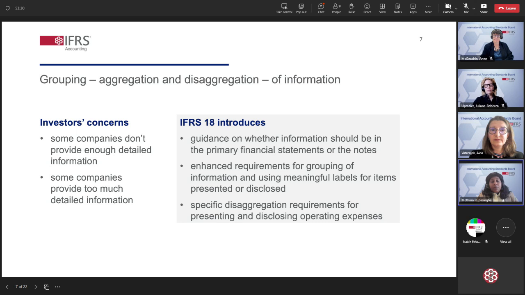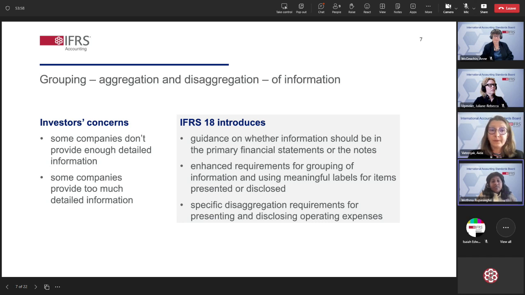For example, a company might aggregate items using their measurement basis and not provide additional disaggregation to reflect differences in risk, even if the resulting information is material. Conversely, there were concerns that companies sometimes provide too much detail that is not needed. Thank you, Mesma. So these are the concerns. And do you mind continuing and just telling us what is IFRS 18 doing to address these concerns?